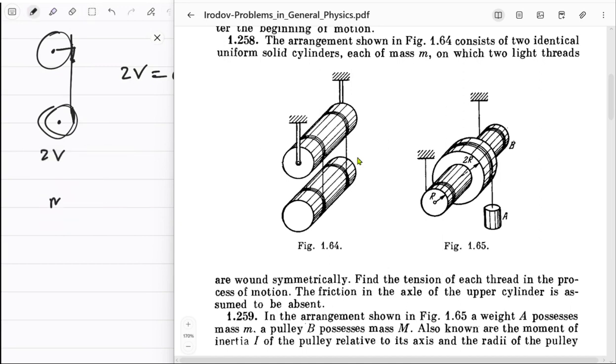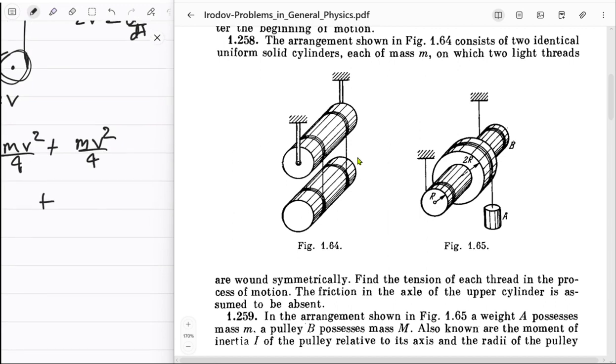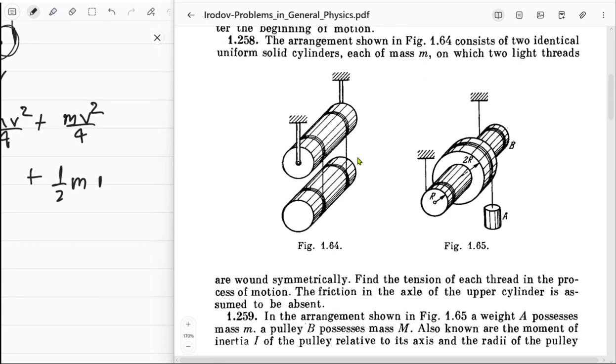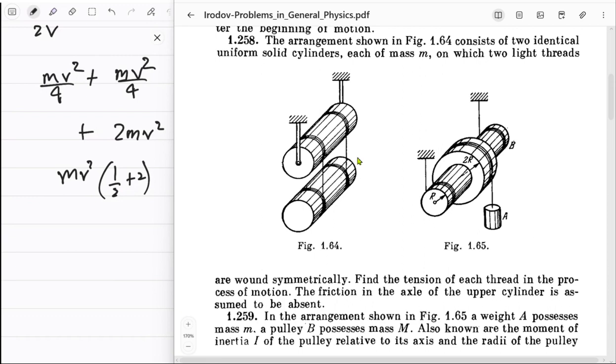So mv squared upon 4 for this guy, and then the rotational kinetic energy of this guy, it's also omega, right? So once again it's just mv squared upon 4, and then you've got the translational kinetic energy, so half m and then 2v squared, so 4v squared, of course. So you've got 2mv squared. So in total, you've got mv squared times 1 upon 2 plus 2. Cool. That's our kinetic energy.